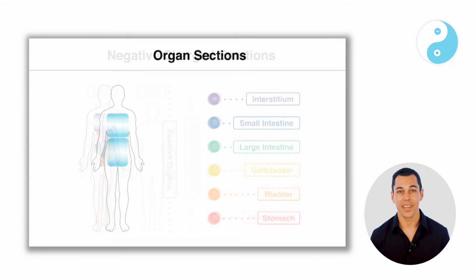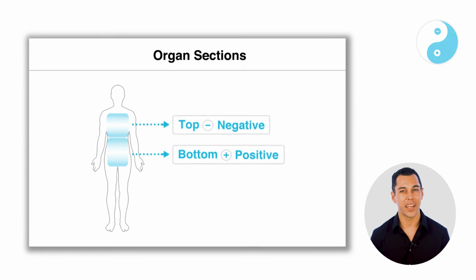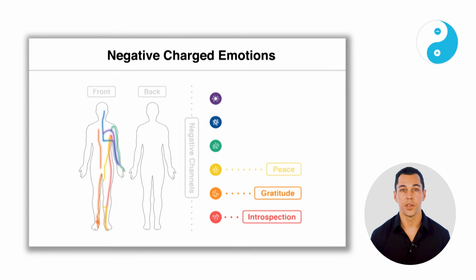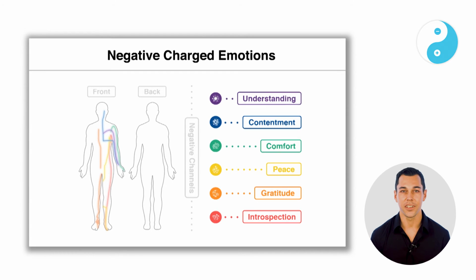I also wanted to point out again that the negative organs are generally located in the negative part, or the upper part of the torso. When it comes to the electrical components of the body, the negative channels generally flow on the anterior and interior sides of the body, meaning the front and inside of the limbs. Some examples of emotions generated from the negative channels are introspection, gratitude, peacefulness, comfort, contentment, and intuitive understanding.